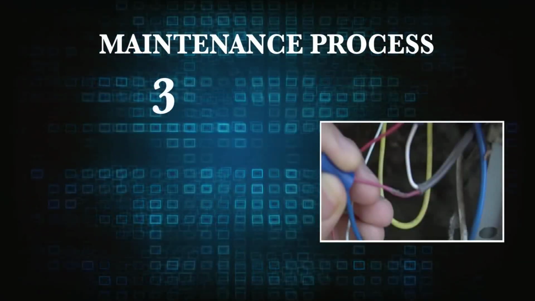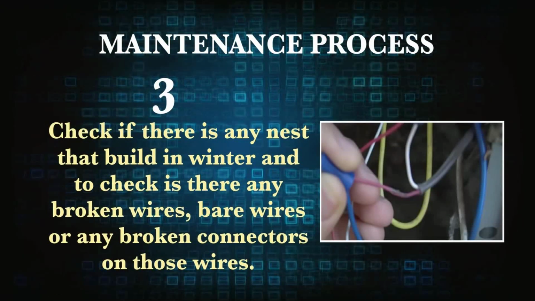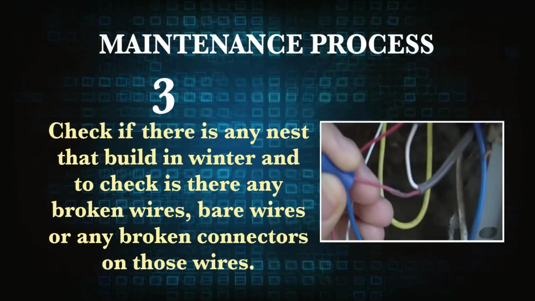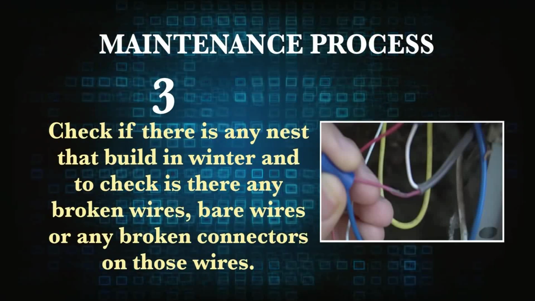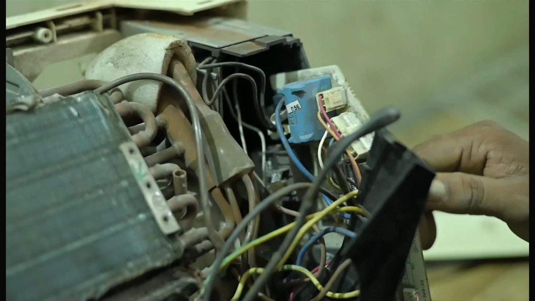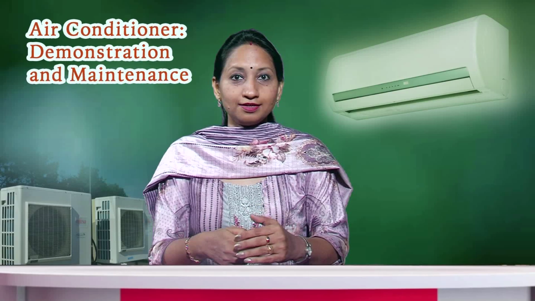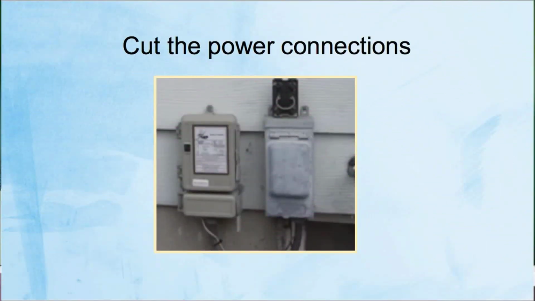Maintenance step number 3 is to check if there is any nest that was built in winter, and to check if there are any broken wires, bare wires, or any broken connectors on those wires. To do that, first disconnect the power and verify beforehand.